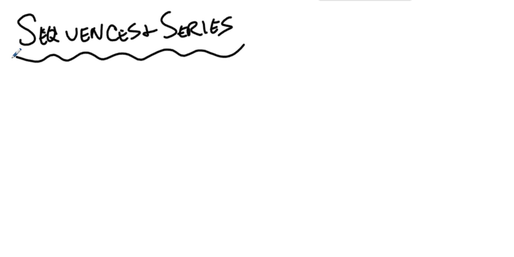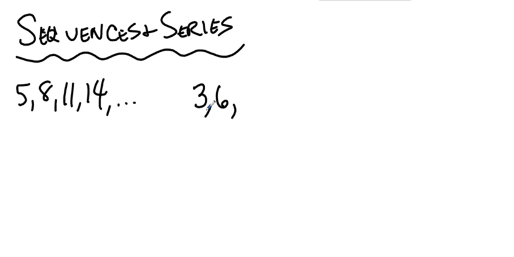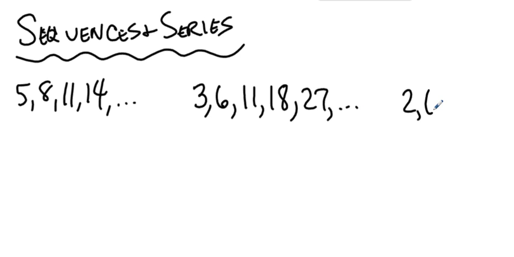So we take a sequence like 5, 8, 11, 14, and we try to guess what comes next. Or we take a sequence like 3 and 6 and 11 and 18 and, I'll go one more just for fun, 27, and we try to guess what comes next. Or we take a sequence like 2 and 6 and 18 and 54, and we try to guess what comes next.